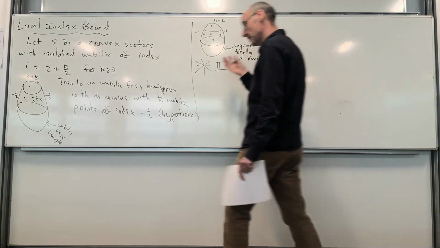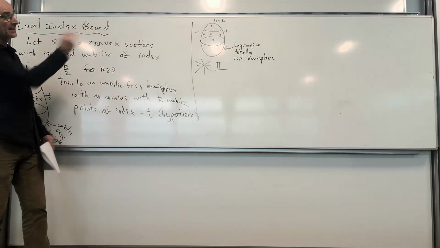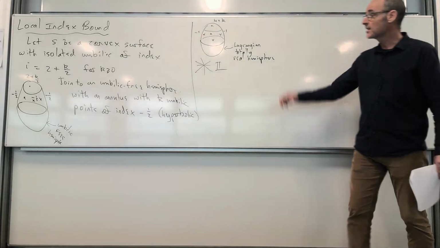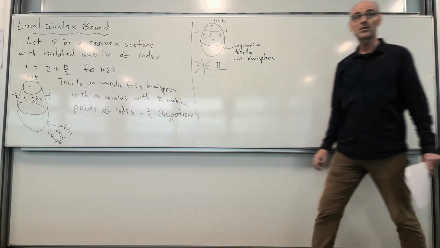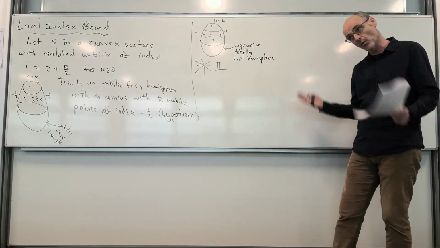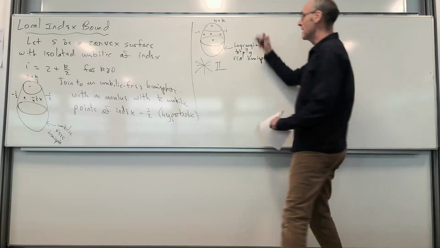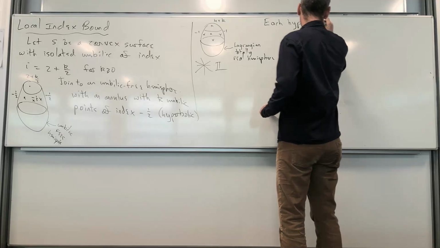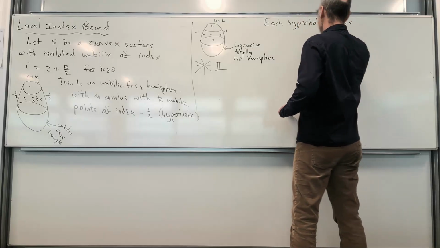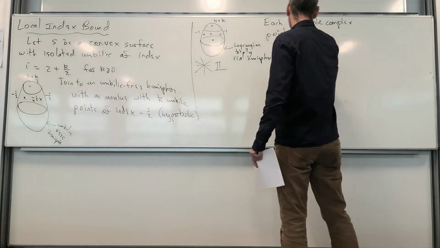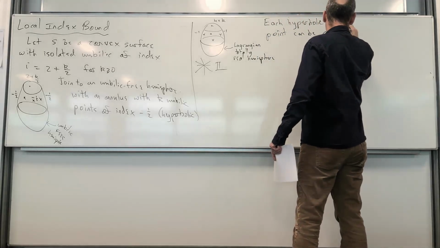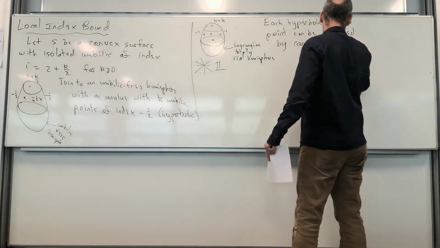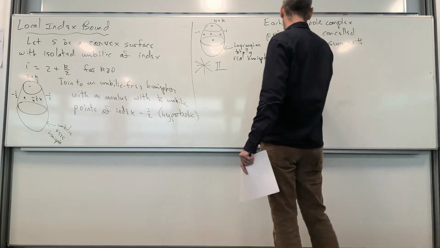Okay, and what we do in TS2 is I want to kill those minus 1 complex points. The way that I kill them is I connect sum with CP2. So this is the geometric construction in this 4-manifold: each hyperbolic complex point can be cancelled by a cross cap sum with CP2.